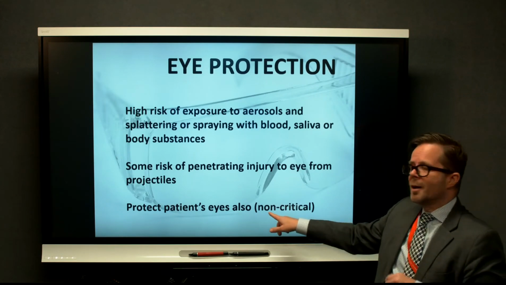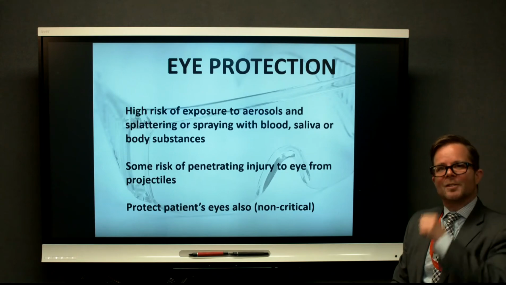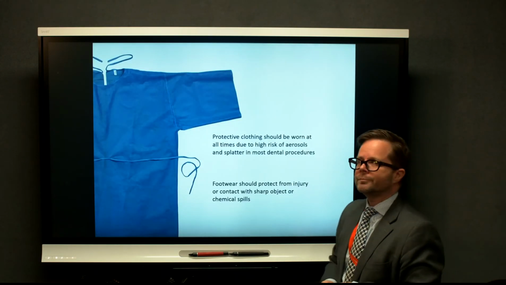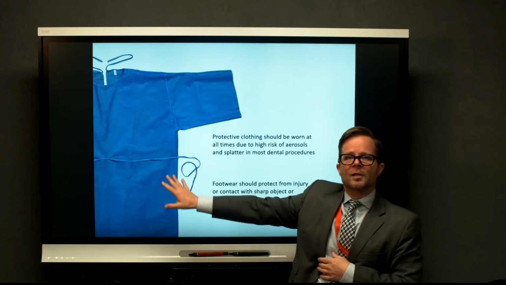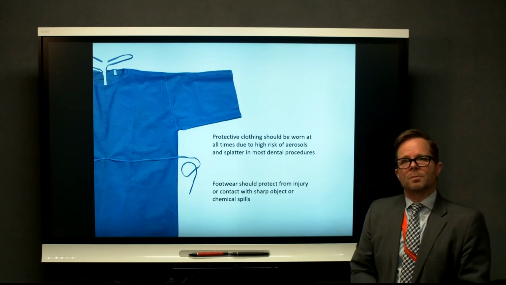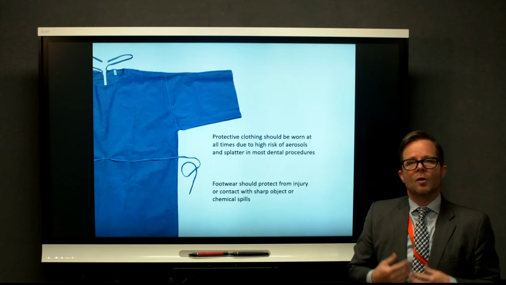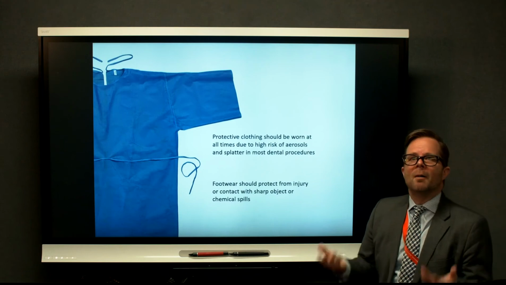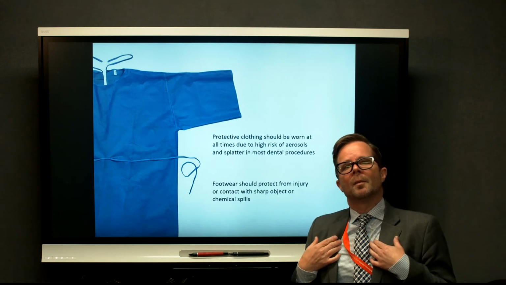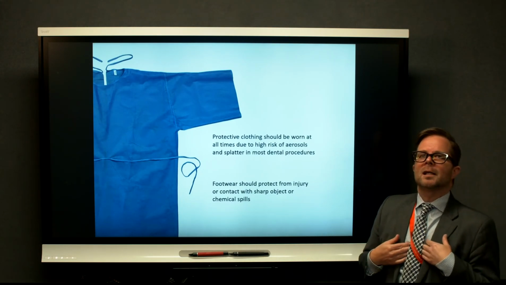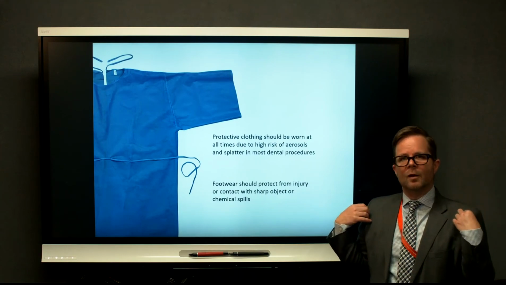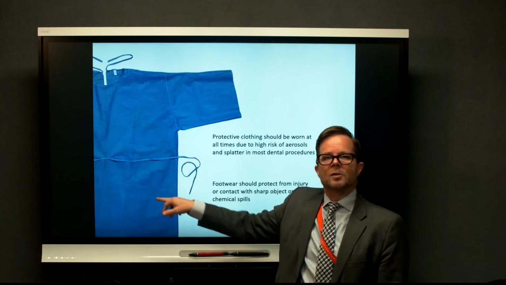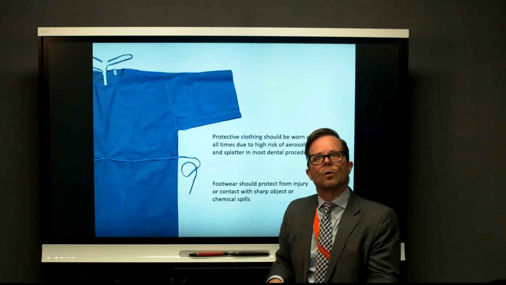We also need to remember our patients' eyes are important too, so they need to be offered protective safety glasses. And our clothing should be protected from aerosols or splatters during the procedure, so do not wear a suit and tie while you're working on a patient. Make sure that you are wearing clothing that can be easily cleaned, and that you cover your street clothing or clothing that you wear outside the surgery with a disposable gown, or a gown that is then laundered.